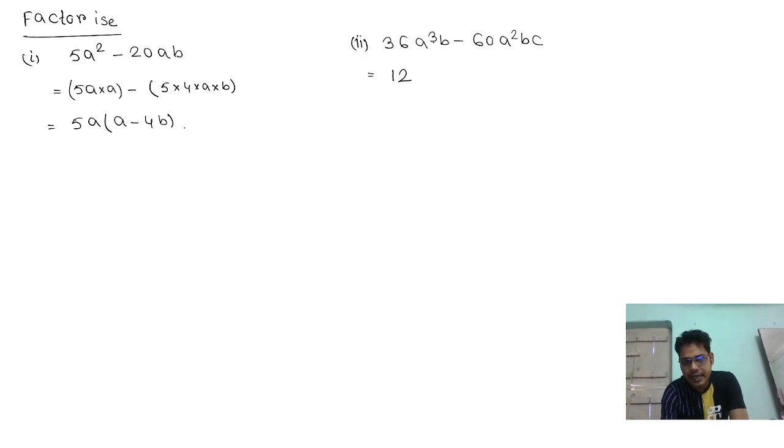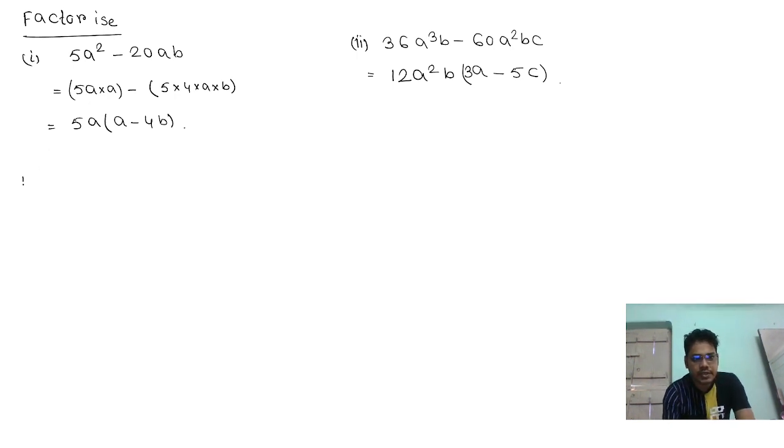Now here a cube b, that means a square is hidden there, and here is also a square, so take a square common. Now b is also there, so take b common. So here is left a, that is 3a minus 5c. So what is the answer? If you factorize it, you will get 12a square b into (3a minus 5c).